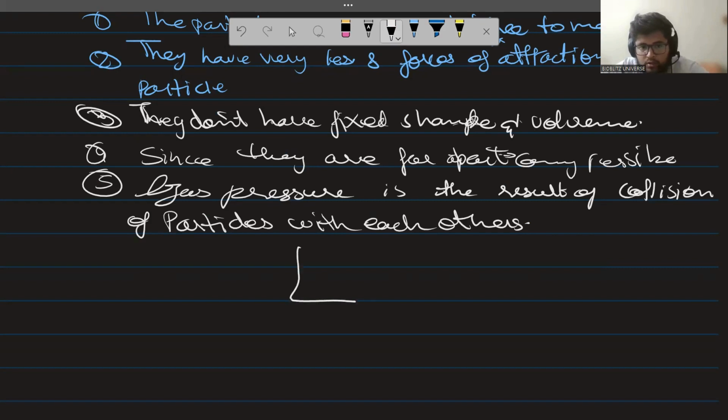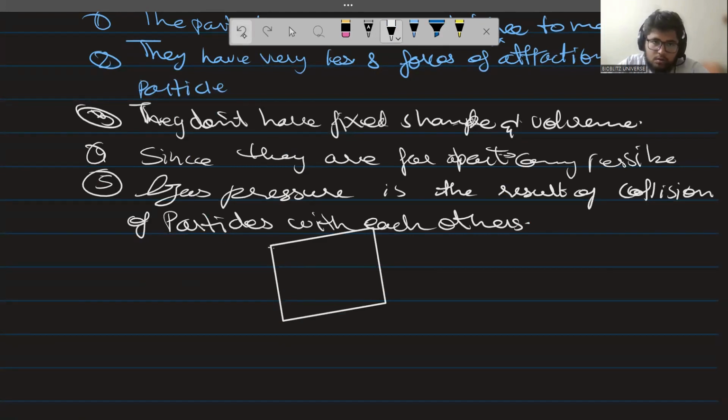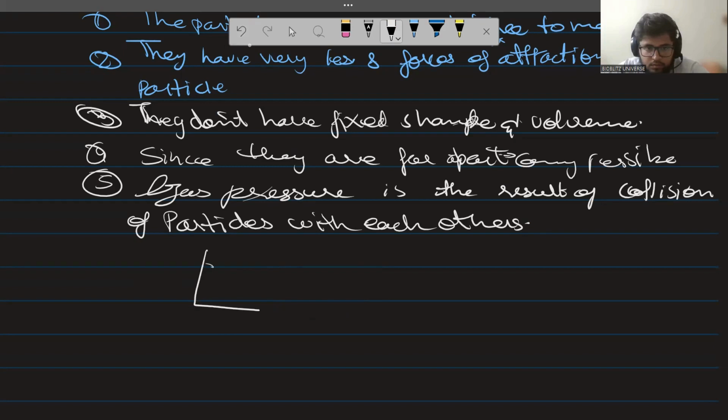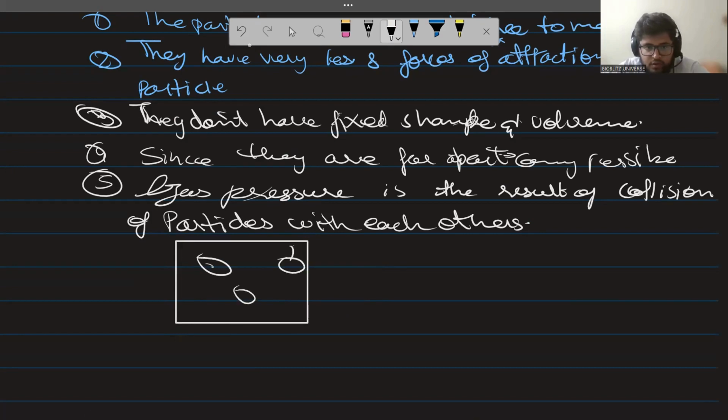So how are the particles arranged in the gas? Let me show you. Wait, let me draw. Here is a container. In this, the gas particles are free to move and collide. If the temperature increases, the collisions increase, which means the pressure will also increase, because the kinetic energy will increase. So we are done with the arrangement of particles in a solid, in a liquid, and in a gas.